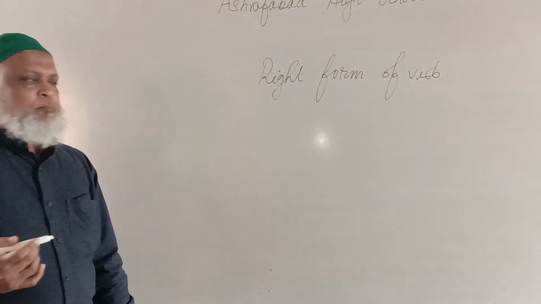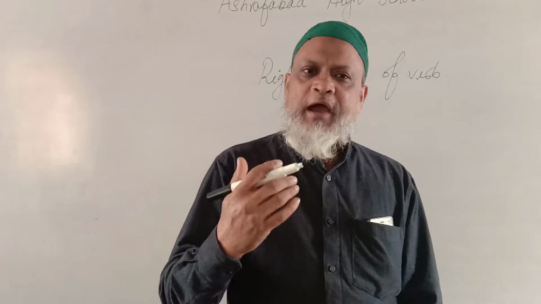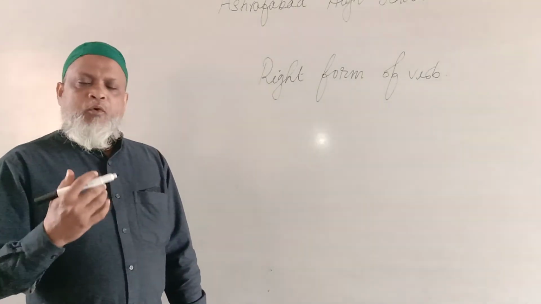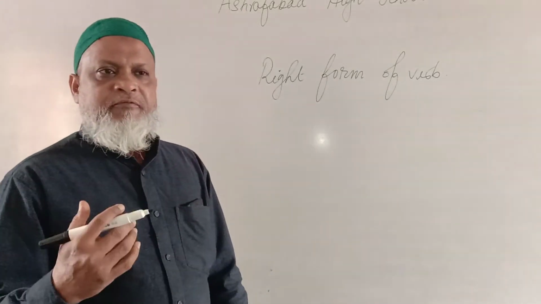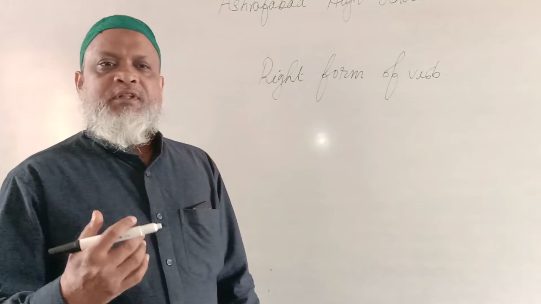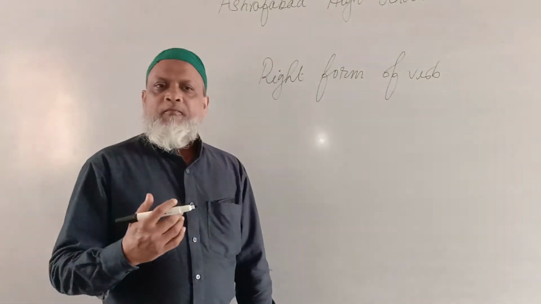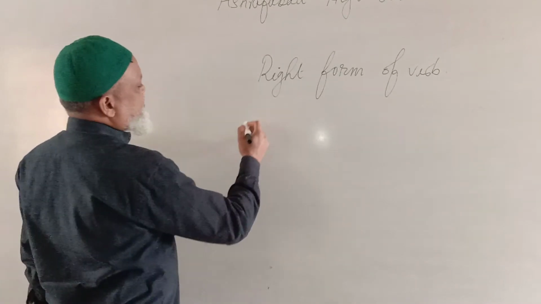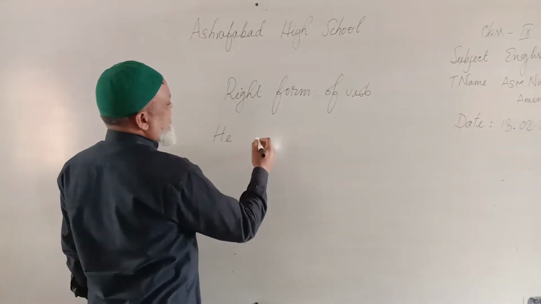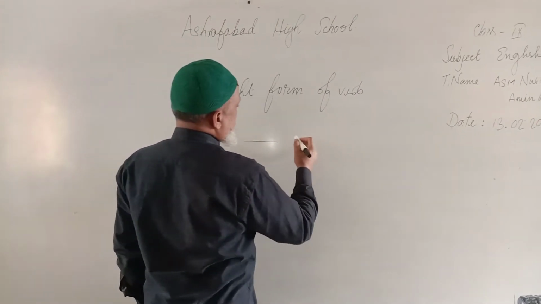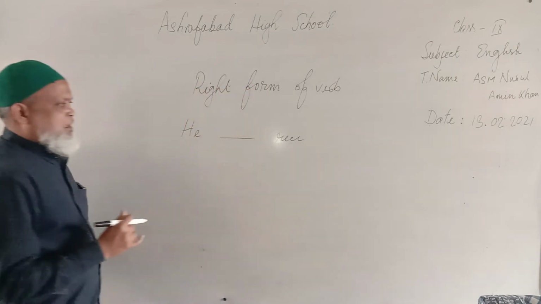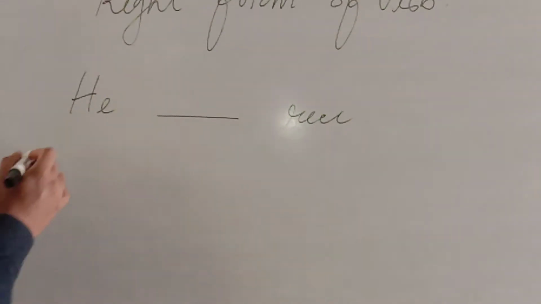First of all, we have to know that in present indefinite tense, when we find a subject which is third person singular, we must give s and es at the end of the verbs when we find a person which is third person singular. Look at the blackboard. I am writing here. He dash writes. Here we find third person singular at the beginning of the sentence.